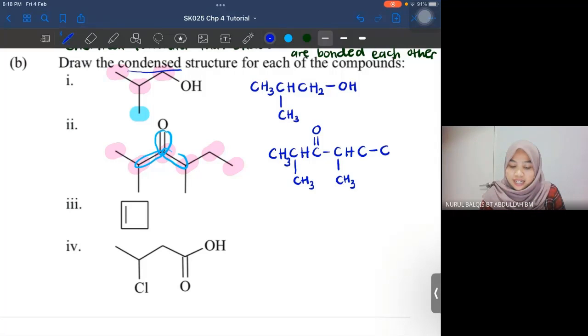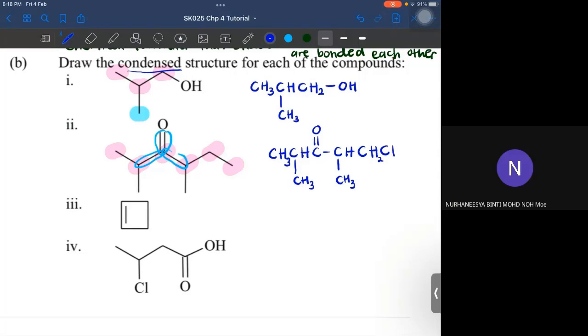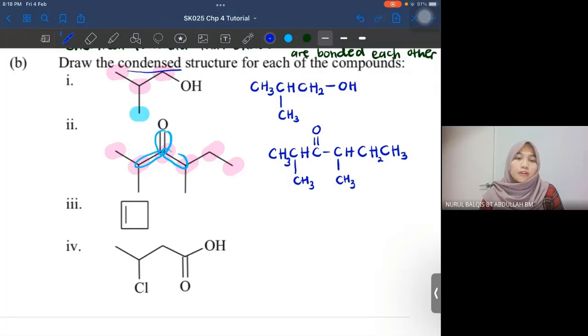Okay, and then next carbon, we have how many hydrogens? 2. So CH2 and the last one? 3. Okay, so this is how you draw your condensed structure. If you don't want to draw this branch, you can simply insert dekat sebelah CH tu, letak dalam parenthesis.